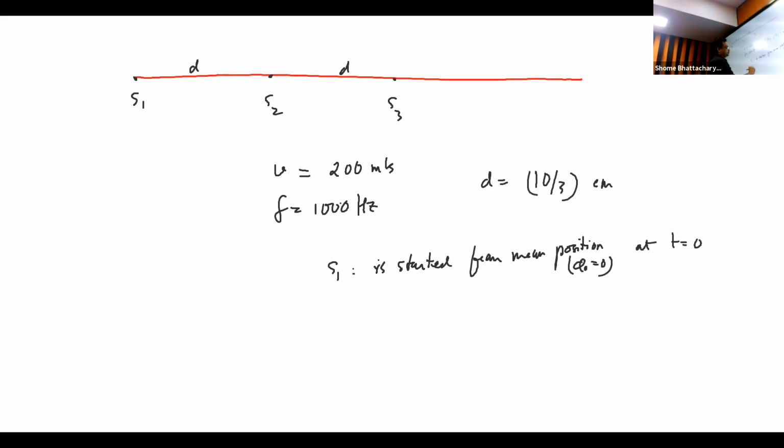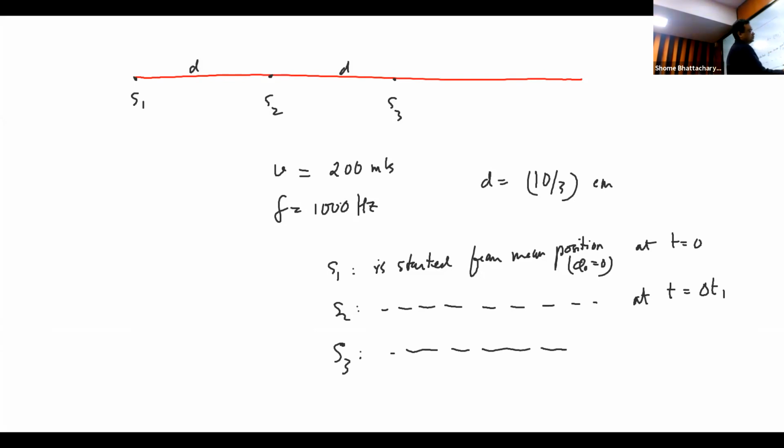S2 is started from the mean position with phase 0, but at some time Δt1. So it has a delay in starting time of Δt1 with respect to S1, and similarly S3 is also starting from the mean position with initial phase 0, but with a time delay. So it's starting at Δt2.